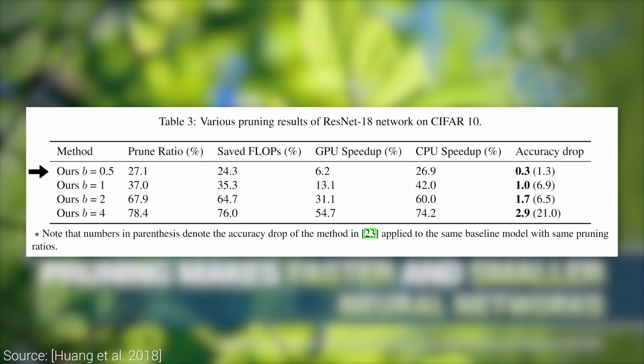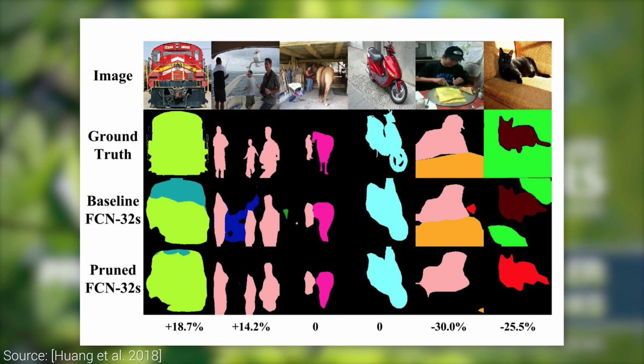Initial tests reveal that around a quarter of the filters can be pruned with an accuracy loss of 0.3%, and with a higher B, we can prune more than 75% of the filters with a loss of around 3%. This is incredible. Image segmentation tasks are about finding the regions that different objects inhabit. Interestingly, when trying the pruning for this task, it not only introduces a minimal loss of accuracy, in some cases, the pruned version of the neural network performs even better.